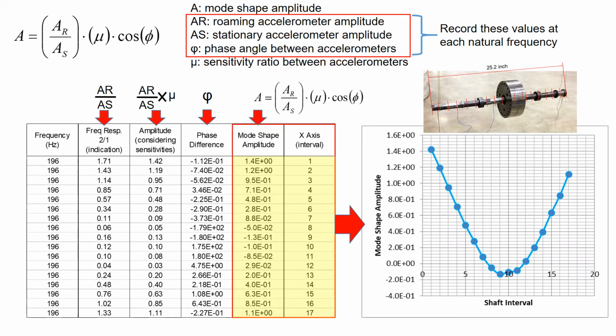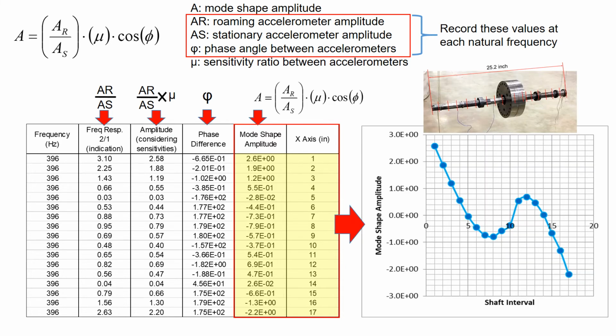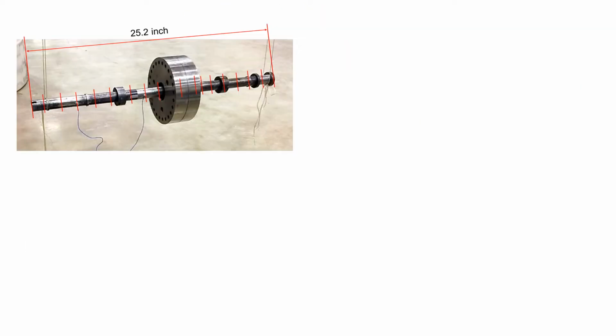Same logic applies for the second natural frequency at 396 Hz. If you plot this amplitude versus the interval, you will get the mode shape for the second natural frequency at 396 Hz. Now, let's compare the impact test result to the rotor dynamic model.